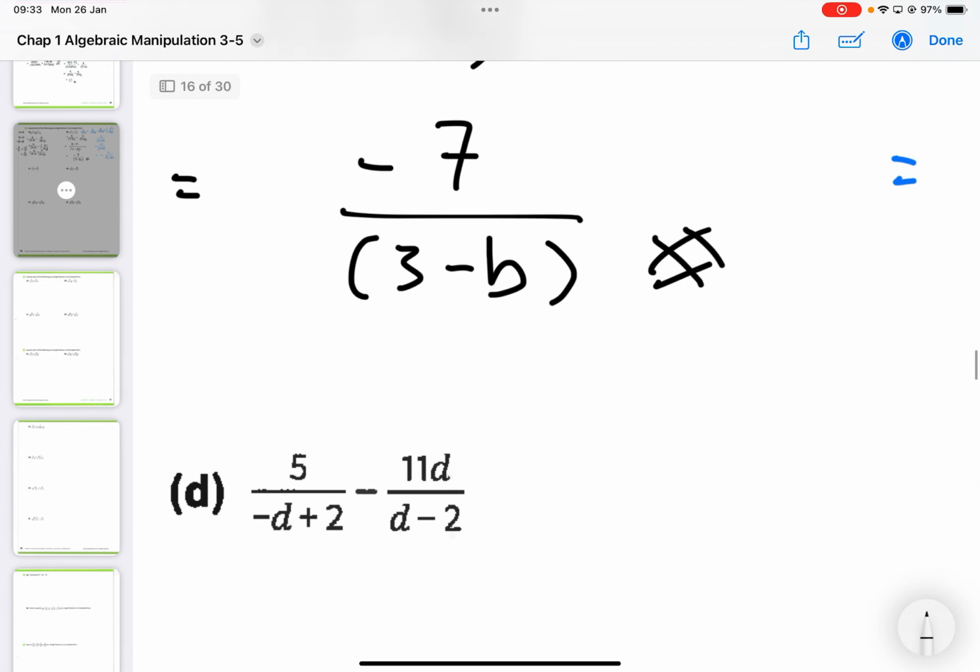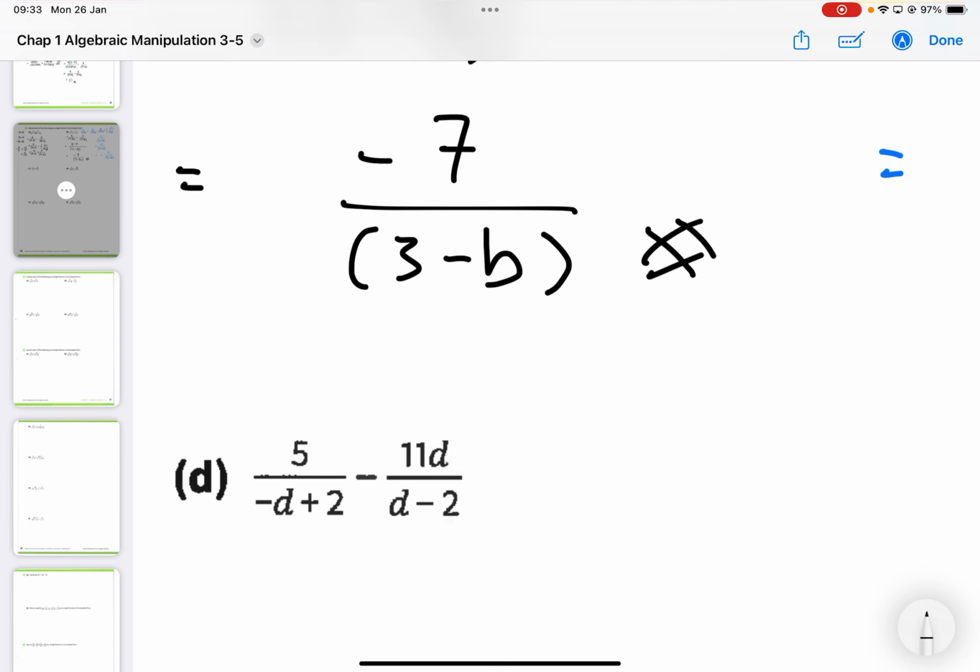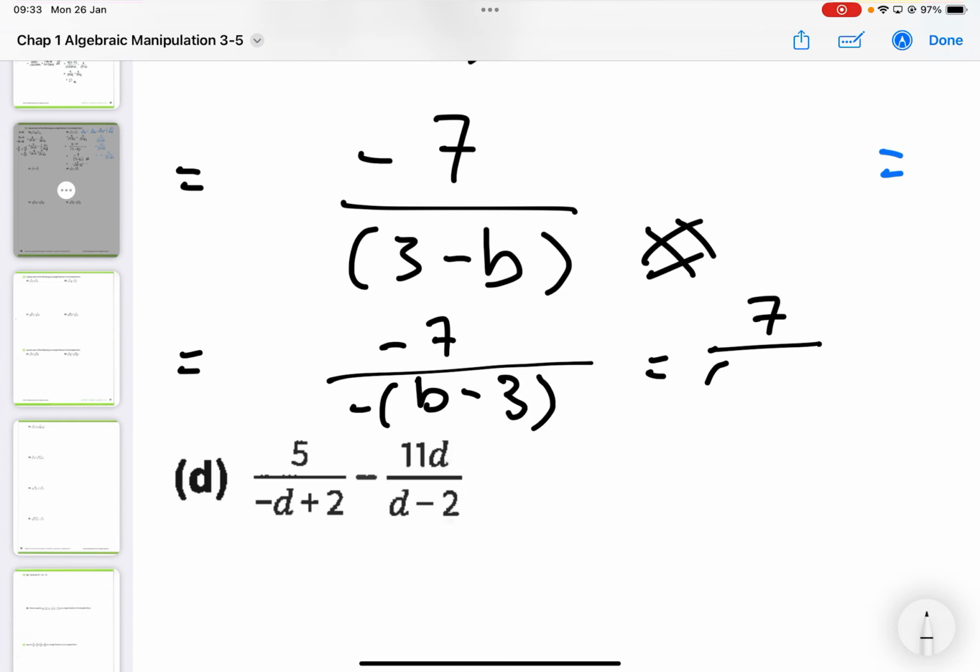Then this answer, you will get your full marks. But because there is a negative sign, if I don't like to have a negative sign in my answer, negative 7, I can change sign again. 3 minus b, I change sign again. I factorize out a negative, become b minus 3. Then, once I factorize out the negative, negative, negative, they can cancel each other, then I will have a positive answer. 7 over b minus 3.